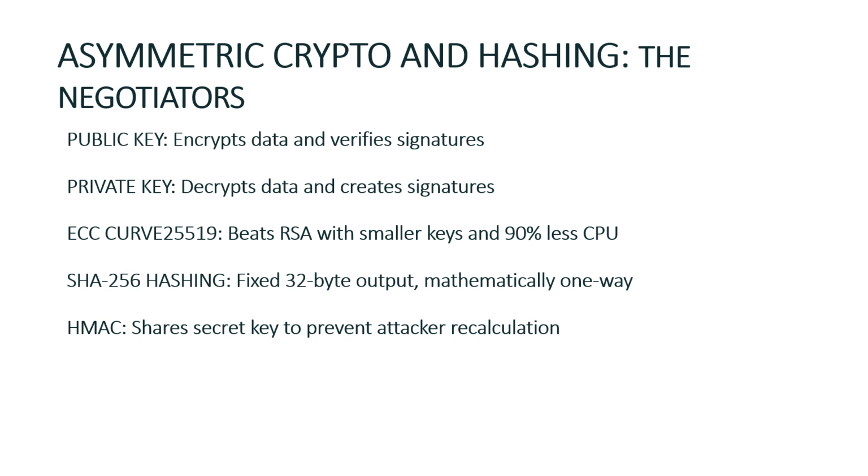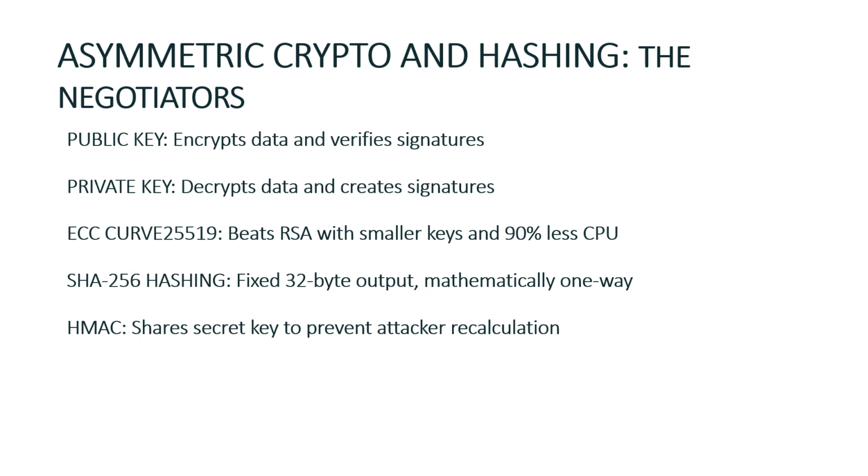Asymmetric crypto and hashing, the negotiators. Asymmetric cryptography solves the key distribution problem. The public key encrypts data and verifies signatures. It is shared openly. The private key decrypts data and creates signatures. It is never shared. Elliptic curve cryptography, specifically Curve25519, beats RSA with smaller keys and 90% less CPU consumption.